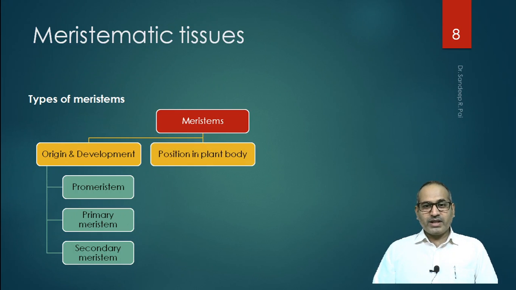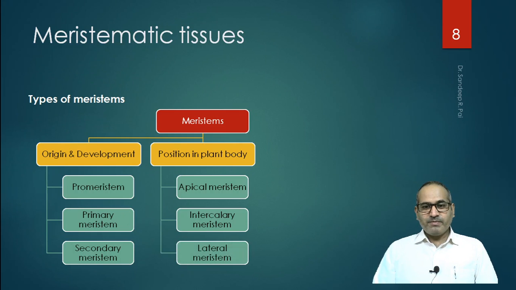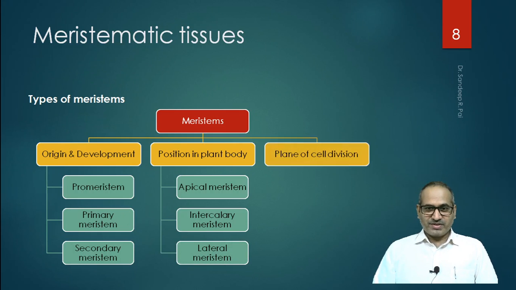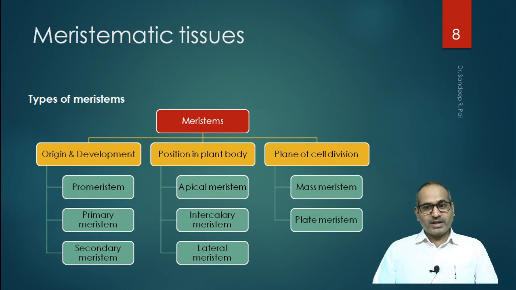Then, based on position in the plant body, meristems can be classified as apical meristem, intercalary meristem and lateral meristem. And based on the plane of cell division, normally cells divide in different planes, and based on that we can say there is mass meristem, plate meristem, and a third type, which is rib meristem.